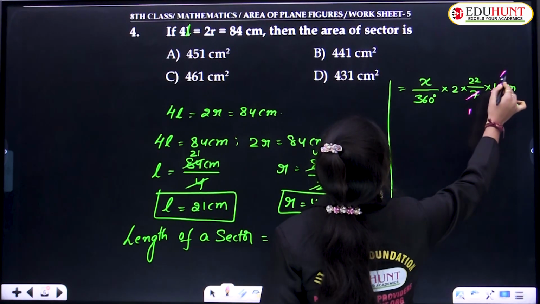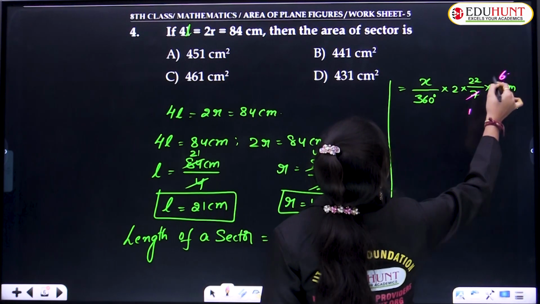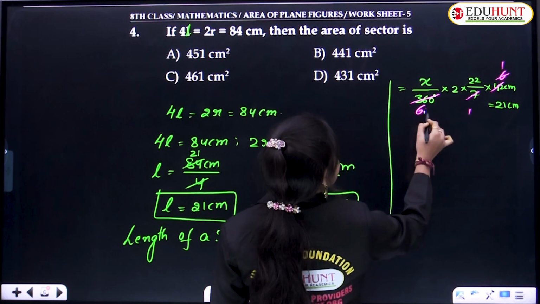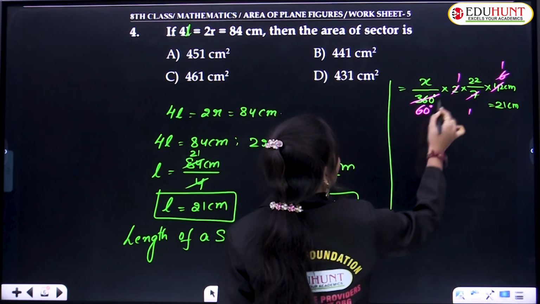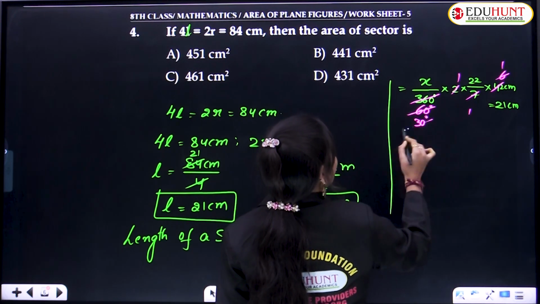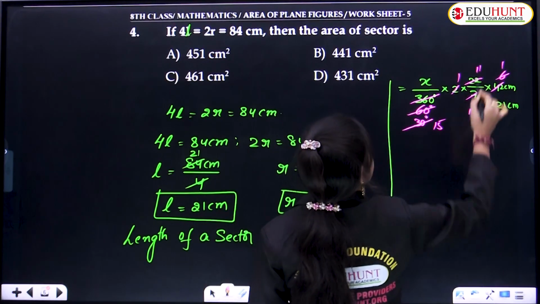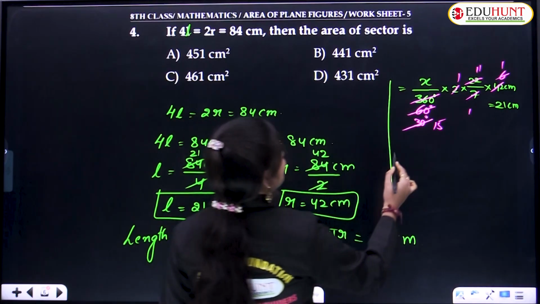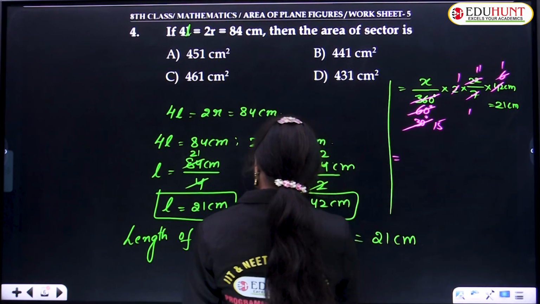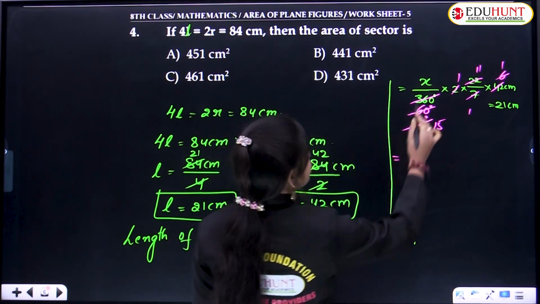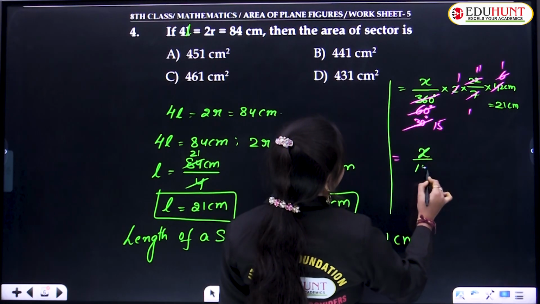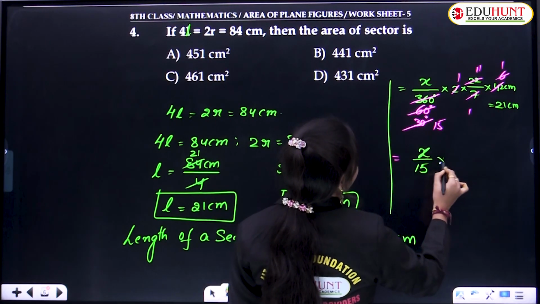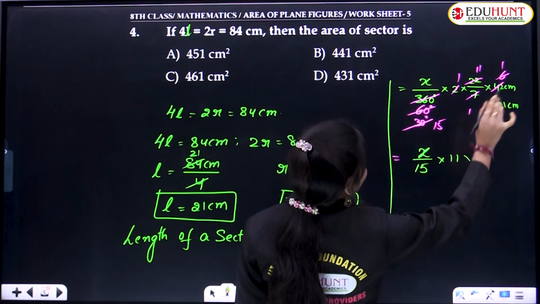7 ones are 7, 7 6s are 42, and here 6 ones are 6, 6 60s are 360. 2 ones are 2, 2 30s are 60, 2 15s are 30, 2 11s are 22. Is there any other cancellation? Not possible. And finally here, see, x by 15 and here into 11 into 1 only.